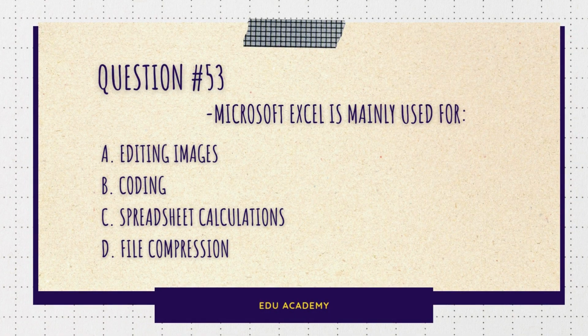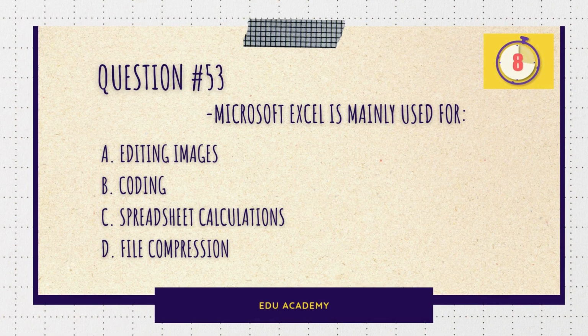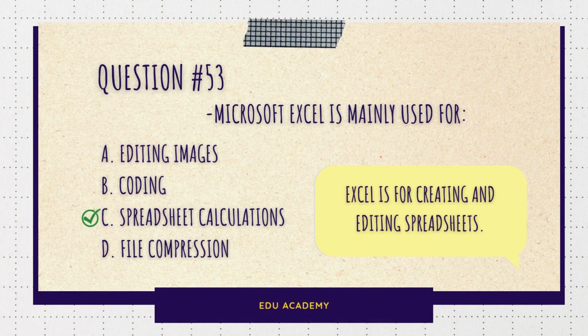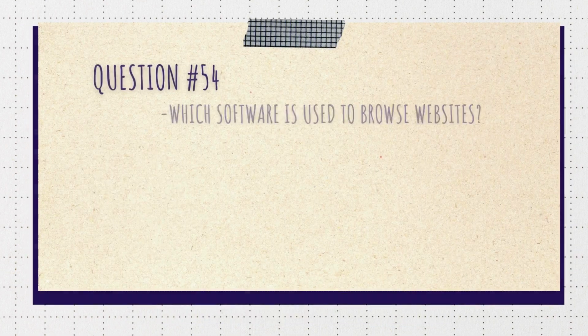Question 53. Microsoft Excel is mainly used for A. Editing images, B. Coding, C. Spreadsheet calculations, D. File compression. You have 10 seconds. Time's up. Answer C. Spreadsheet calculations. Excel is a spreadsheet application designed for organizing and calculating data.